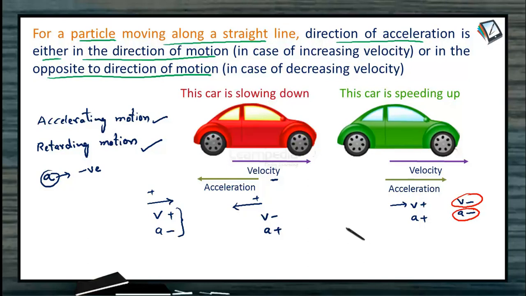So now we will come to the part where we will be deriving our three equations of motion. As you are already aware, V is equal to U plus AT, S equal to UT plus half AT square, and the third equation is V square equal to U square plus 2AS. And in all these three equations, we have assumed acceleration to be uniform, meaning constant. What is uniform acceleration? When acceleration remains constant in terms of magnitude as well as direction. In case of non-uniform acceleration, we cannot use these three equations. So next, we'll first derive these three equations and then proceed with the kinematics problems.